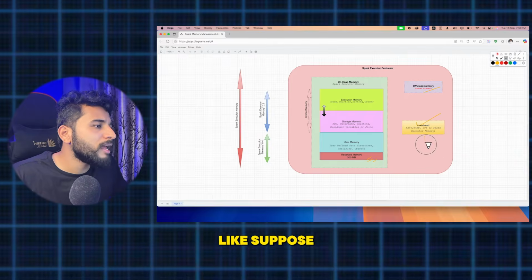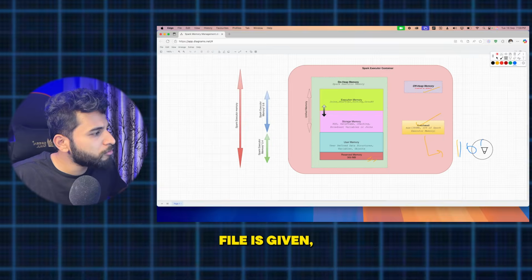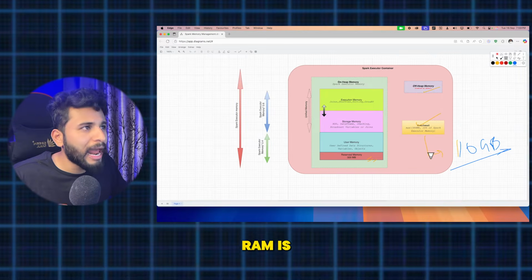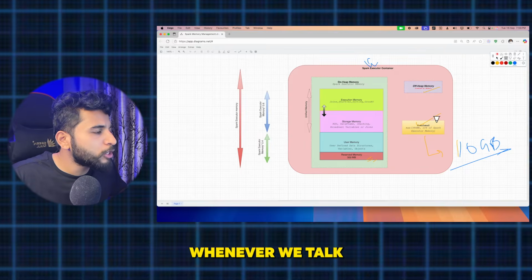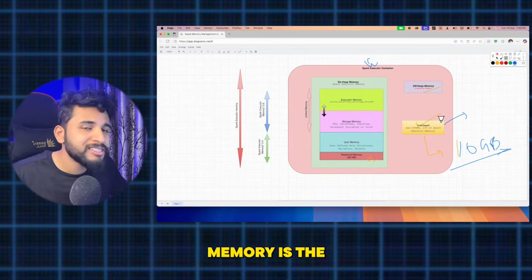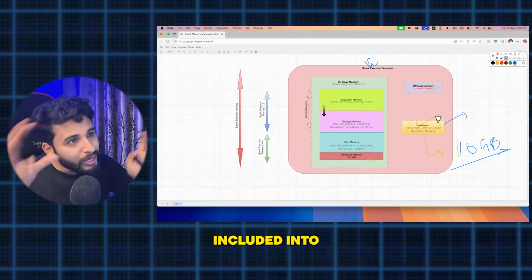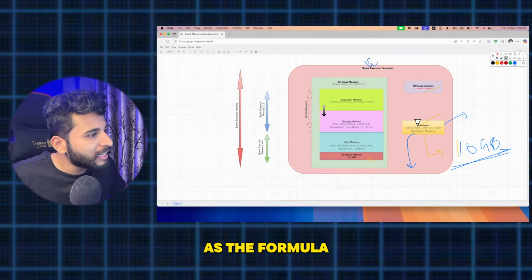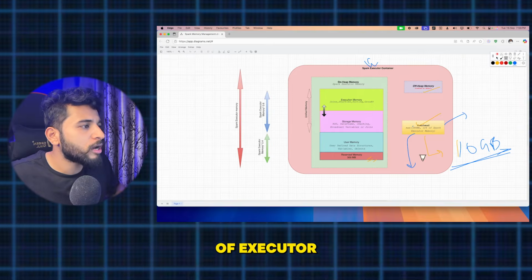Overhead memory is something like, suppose 10 GB of file is given. So it will be 10 GB of your storage or your RAM given to this particular executor. Whenever we talk about overhead memory, it is the extra memory. Overhead means extra. It is not included in the main memory of 10 GB, but how much will be given? As the formula is written, max of 384 MB and 10% of your executor memory.